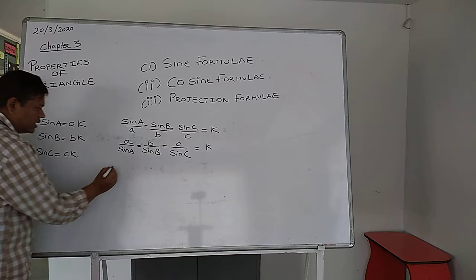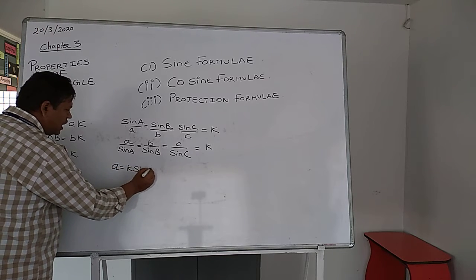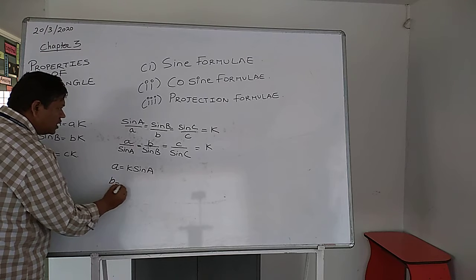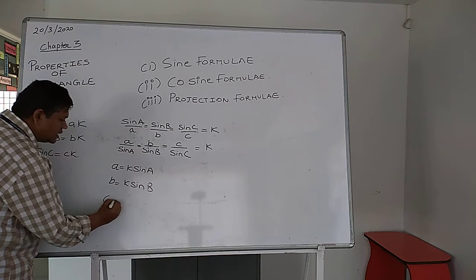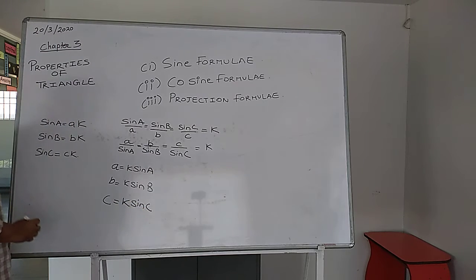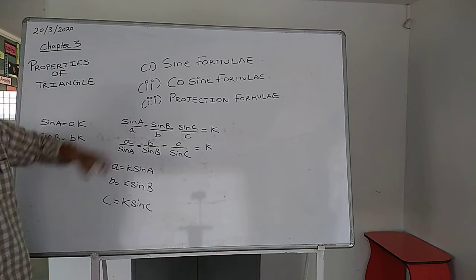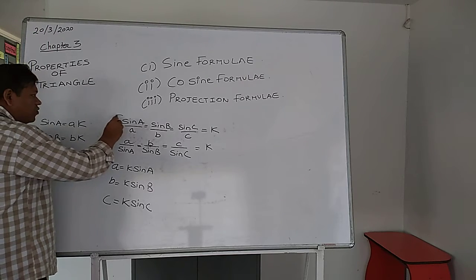Similarly, it can be written like this. a is equal to k sin A. b is equal to k sin B. c is equal to k sin C. So this is the first formula, sine formula, whose derivation has been already explained, and the formula is again written in front of you.